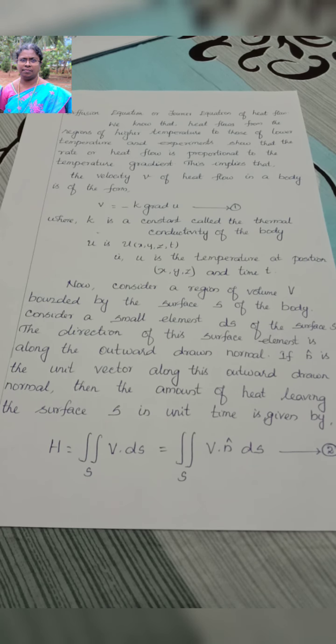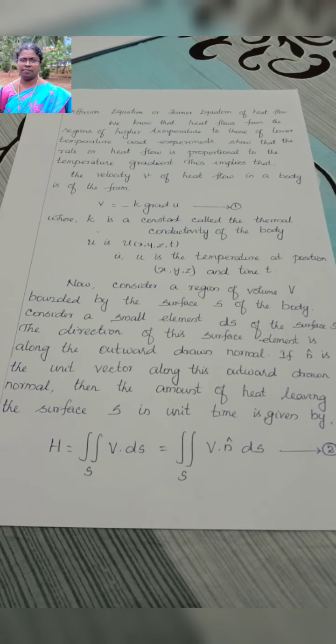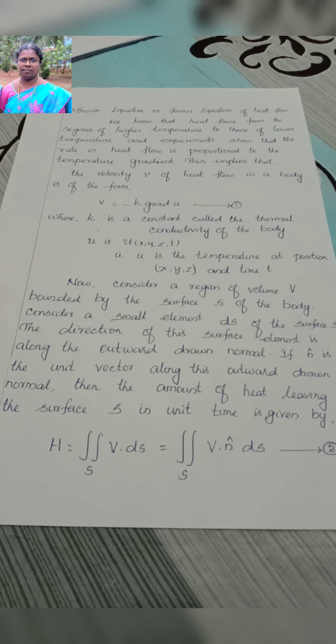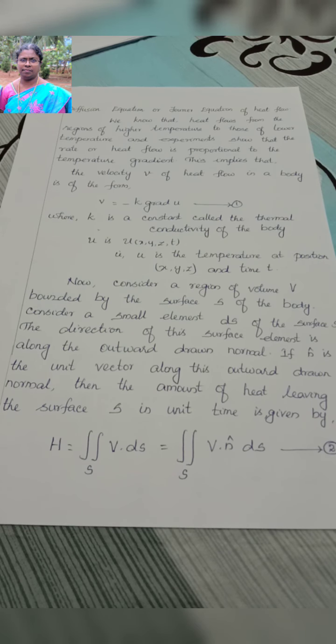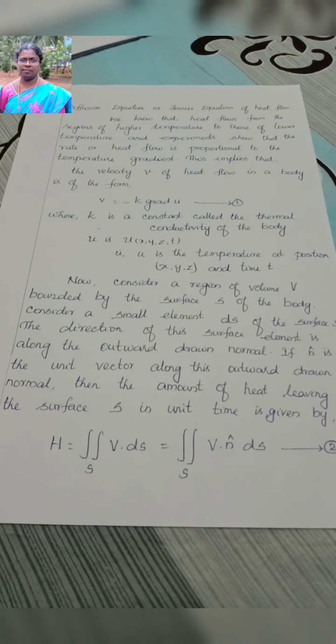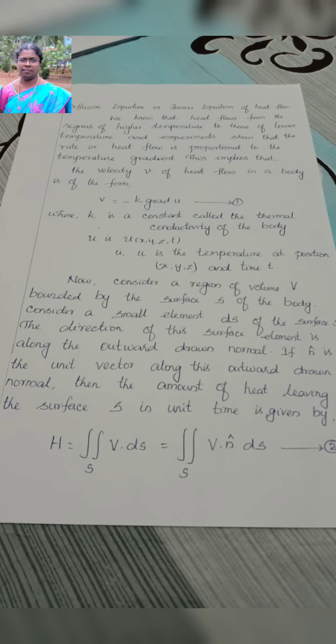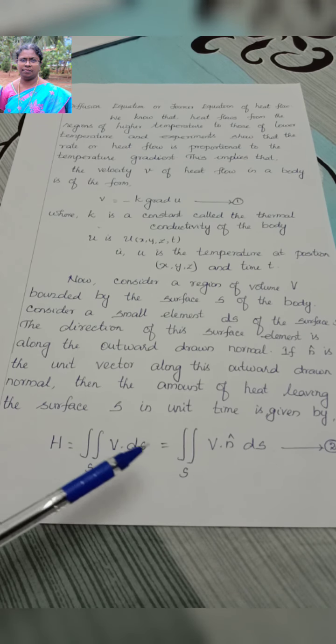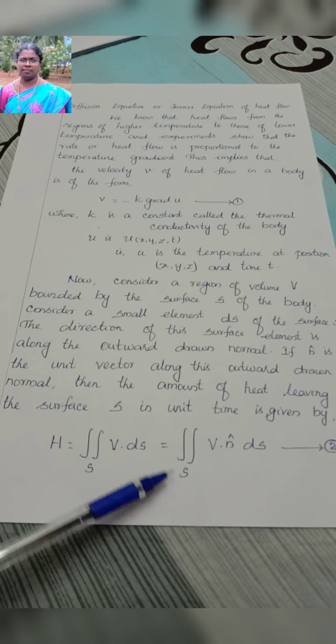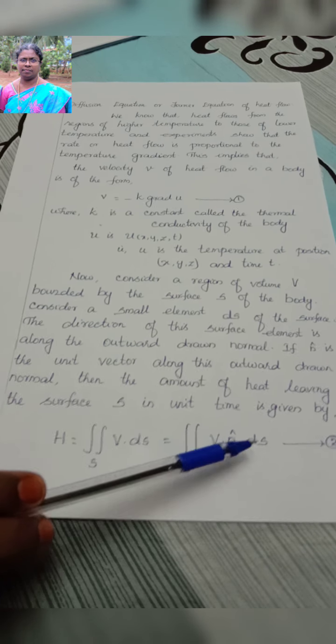Now, consider a region of volume V bounded by the surface S of the body. Within that region, consider a small element ds of the surface S. The direction of the surface element is along the outward drawn normal. If n cap is the unit vector along this outward drawn normal, then the amount of heat leaving the surface S in unit time is given as h equal to double integral over S v dot ds. That is also equal to double integral over S v dot n cap ds, and this is taken as equation number 2.